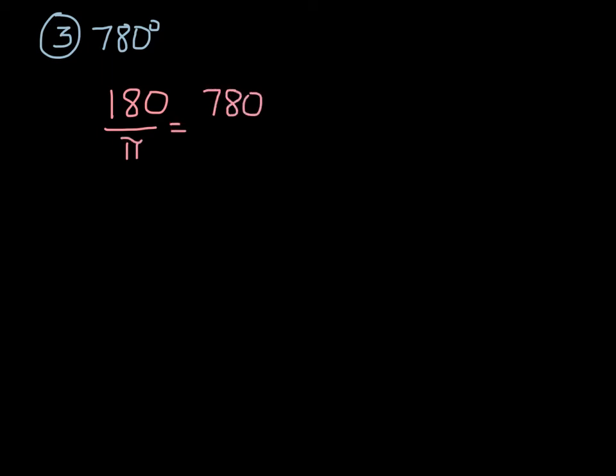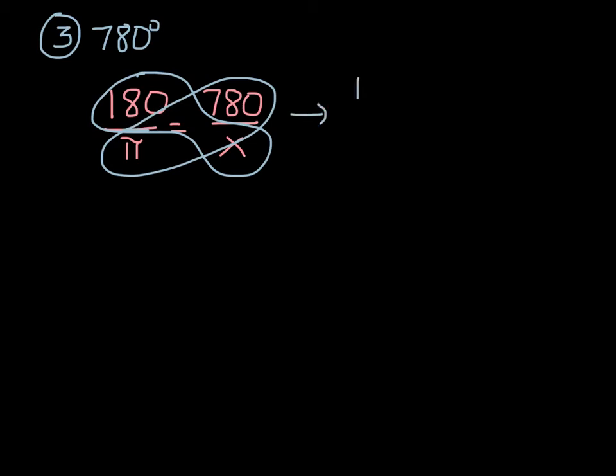Number 3, I gave you 780 degrees. I know that's kind of a weird angle, but it won't make a bit of difference in the process. So 180 over pi, or pi over 180, is equal to 780 over x. Cross multiply. So I get 180x equals 780 pi. Remember, you're solving for x, so I want to divide by 180.